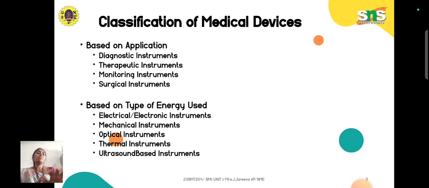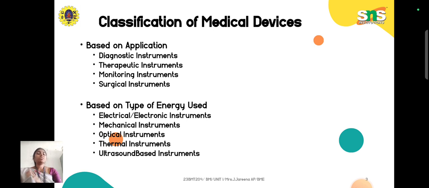Okay, so now we will get into different classifications of medical device. Basically we used to have two major classifications. One is diagnostic and the other is therapeutic, right? But it is not restricted to that particular classification. We have plenty of classifications based on different categories. Now in this class we are going to have an overview of different classifications of medical device.